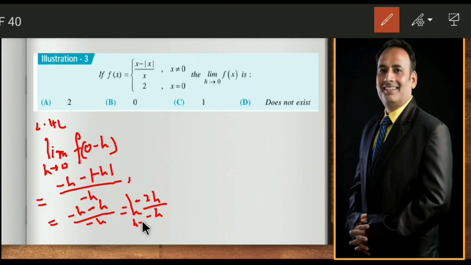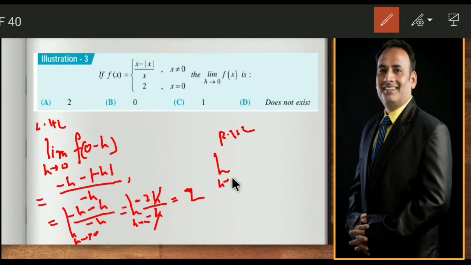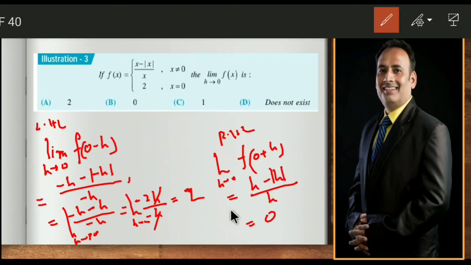Here once again limit h tends to 0. So finally that is minus 2h upon h, and h cancels, and the result is minus 2 upon minus 1, that is plus 2. So LHL is 2. And if you find the RHL, limit h tends to 0 of f of 0 plus h, when you put in h minus mod h, of course it is positive h, so that is h minus h, which is 0. So RHL is 0 and LHL is 2. As LHL is not equal to RHL, the limit does not exist.